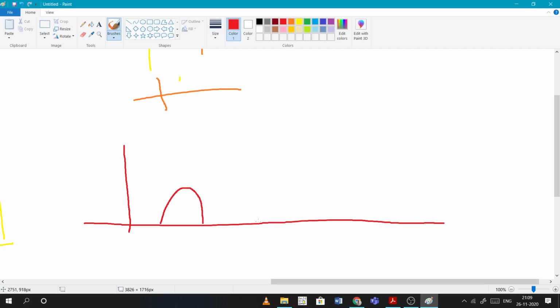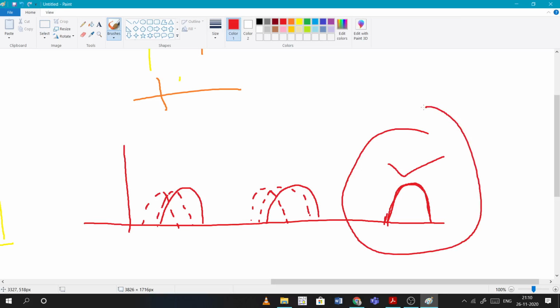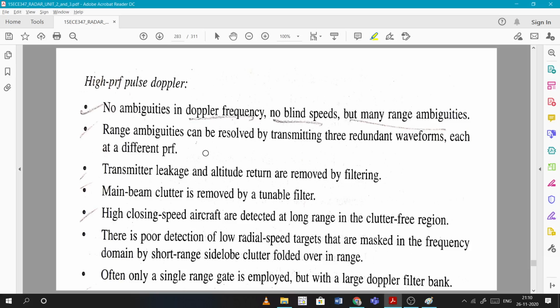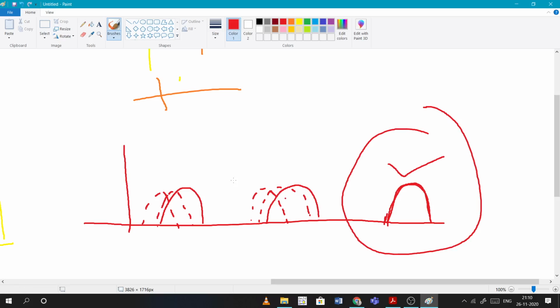So when you have three waveforms coming, I have changed the frequencies. What happens? Only the true waveform will remain constant for every frequency. If we change the frequency, the remaining ones will be shifted, okay, like this. They will be shifted, but the true region will not be changed. So that is the meaning here. Range ambiguities can be resolved by transmitting three redundant waveforms, each with a different PRF.